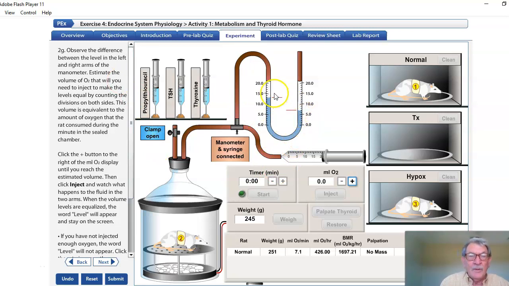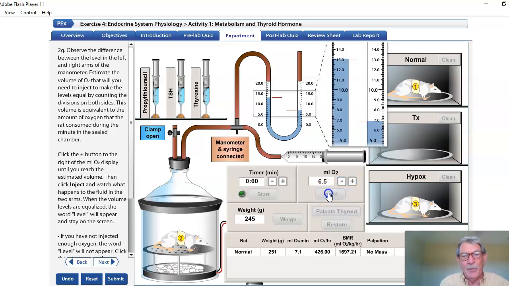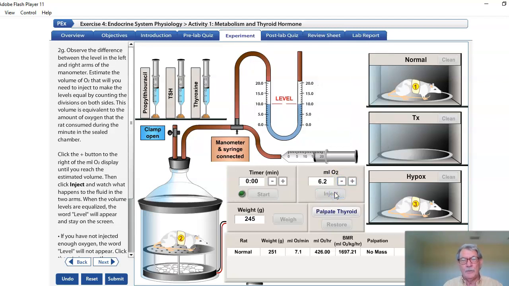Let's say it's probably going to be a little bit less. So I'm going to put like 6.5 or something like that. I'll have to adjust it some. But we predicted that his metabolic rate would be less, so he's going to use less oxygen. See how much this does, how close I am. Too much. Try like 6.2. Yeah, there we go.